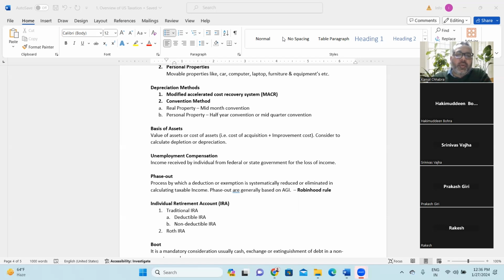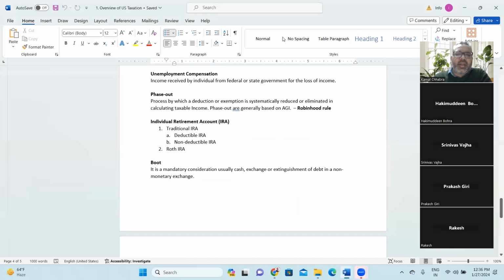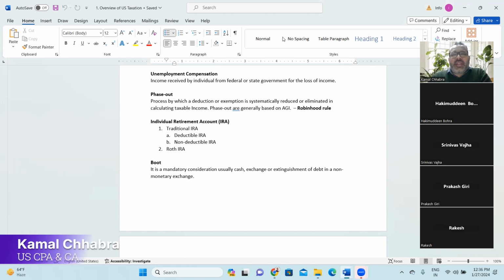Next is unemployment compensation. Unemployment compensation is income received by an individual from the federal or state government for loss of job or loss of income. That is taxable as salary and wages. Next topic is phase out.